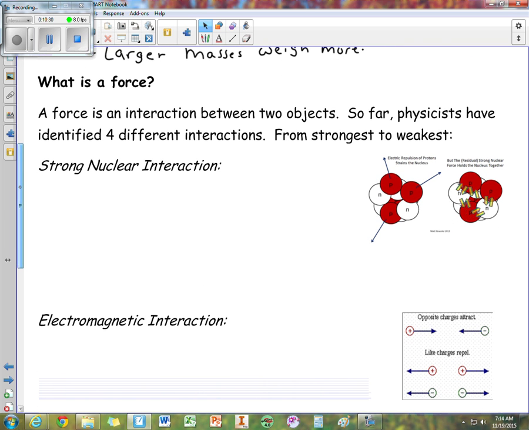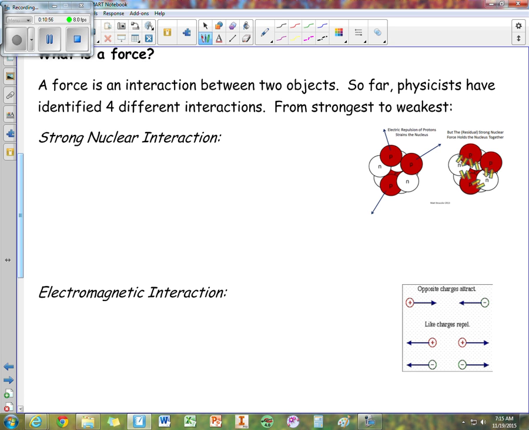Now, forces. What exactly is a force? I consider a force an interaction between two objects. And so far, physicists have identified 4 different interactions. From the strongest to the weakest, we have the strong nuclear, the electromagnetic, the weak nuclear, and the gravitational. So, strong nuclear.